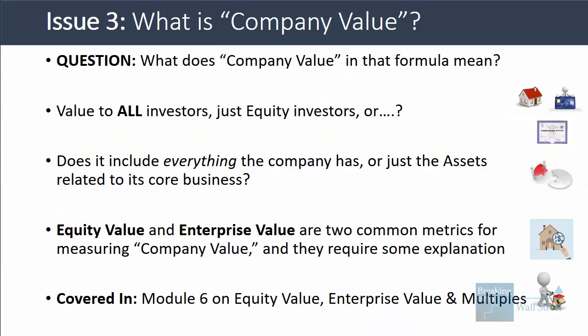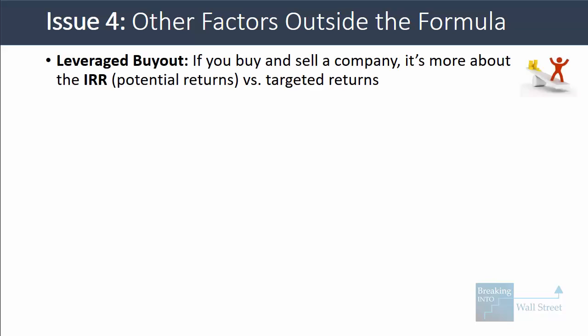look at different topics. The fourth issue is that sometimes other factors outside of this formula can affect your results. For example, in a leveraged buyout where you buy a company, run it, and then sell it, it's much more about the IRR or the potential returns versus the targeted returns. So in a sense, the formula still applies because, as you know, a company's asking price and discount rate and cash flows and IRR and all of those are related.